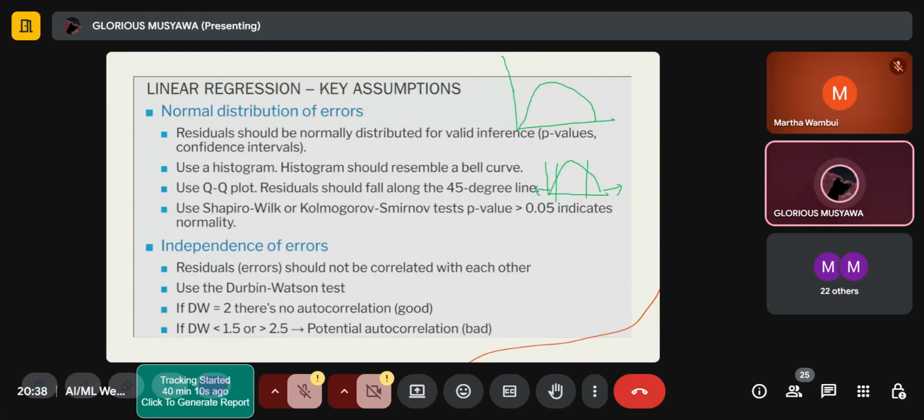But that's an assumption of linear regression, and then there's the independence of errors. The errors should not be related with each other, should not be correlated with each other. So that's also an assumption of linear regression. I don't know if you're together in this.